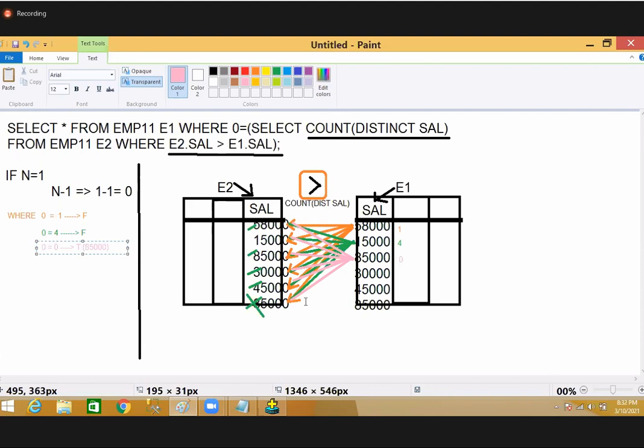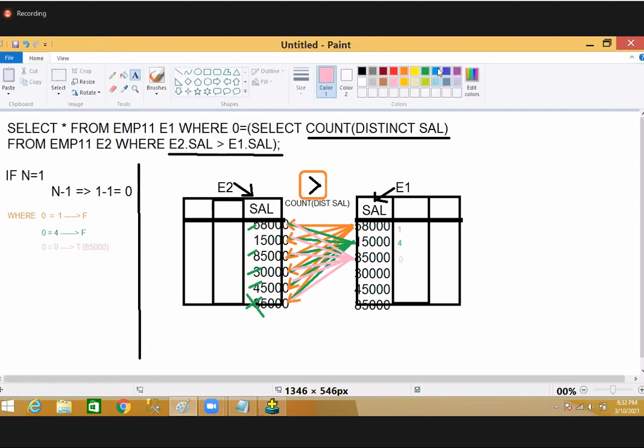Like the same, compare each and every value now. The next comparison value, observe. Next comparison value: 30,000. 30,000 compare with each and every value of the E2 alias table data. Okay, let's compare now.